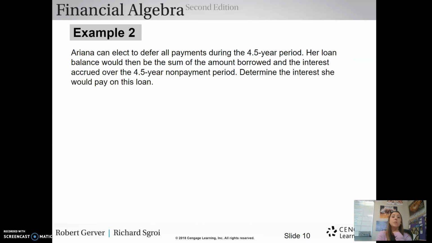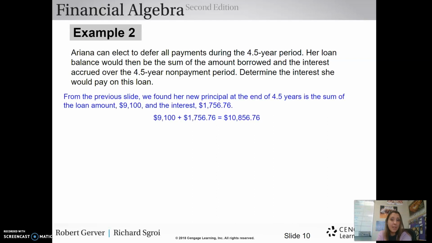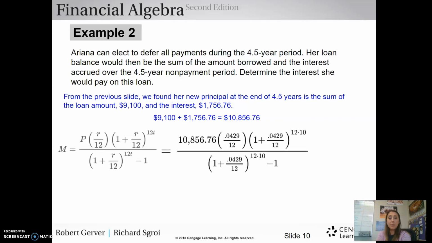So example 2, Ariana can elect to defer all of her payments for the 4.5-year period. Her loan balance would then be the sum of the amount borrowed and the interest accrued over the 4.5-year non-payment period. Determine the interest that she would pay on that loan. So then we're going to take that original amount from the previous slide. We're going to use that monthly payment formula that we have already talked about. We've done some practice, but now we're doing it with student loans.